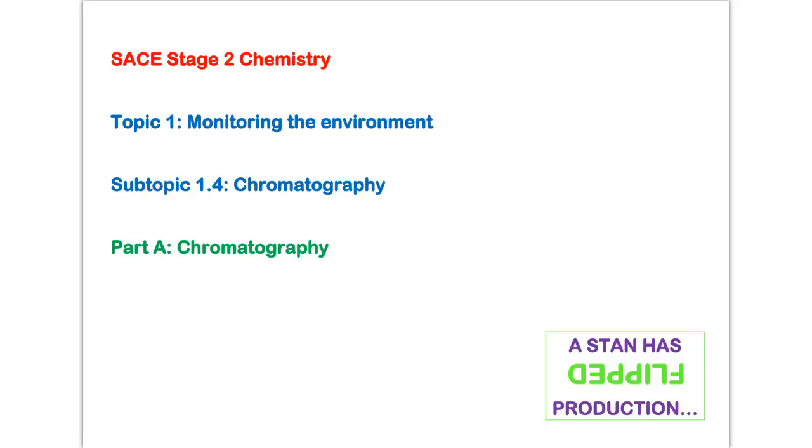Okay, in this episode we're going to look at chromatography. Chromatography is a technique that's used to separate out all the different components that make up a mixture, and it's a technique that's really important in environmental chemistry, and particularly around organic and biological chemistry.